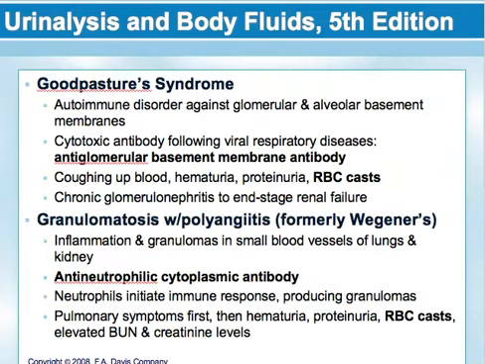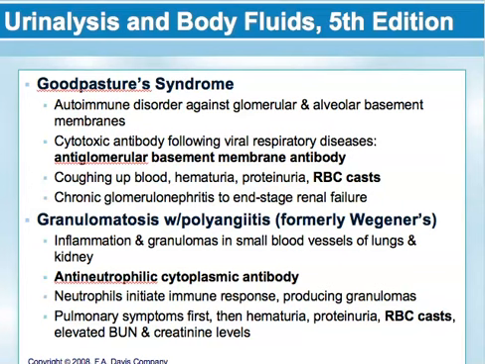Next is Goodpasture's syndrome, which is an autoimmune disorder in which an antibody forms against the glomerular and alveolar basement membranes. This is called the anti-glomerular basement membrane antibody. This usually occurs after a viral respiratory infection. It causes complement activation, which leads to capillary destruction.